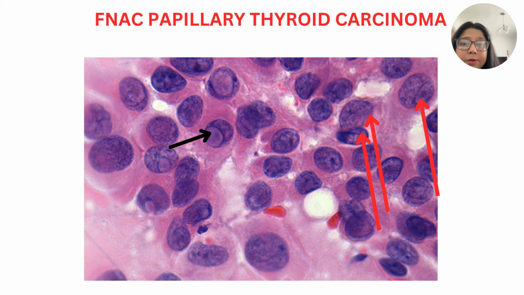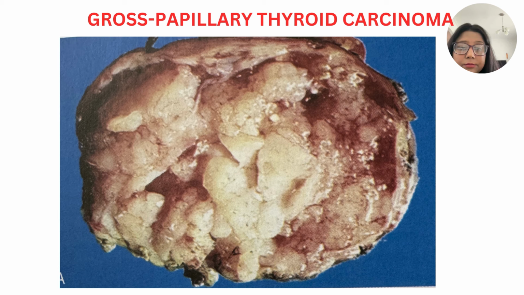Also, this is another image of FNAC of papillary thyroid carcinoma, and you can appreciate with the red arrows I have depicted here the nuclear grooves which can be appreciated in papillary thyroid carcinoma. Other features which can be seen in the FNAC are psammoma bodies and chewing gum colloid. This is a gross image of papillary thyroid carcinoma where you can appreciate the papillary projections.